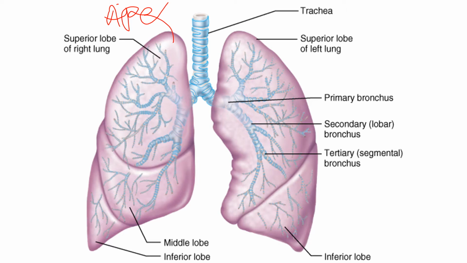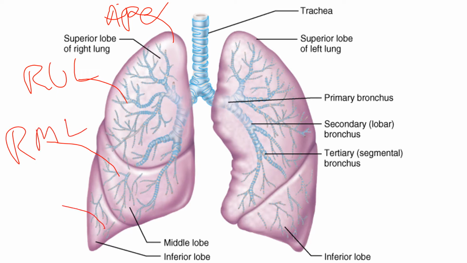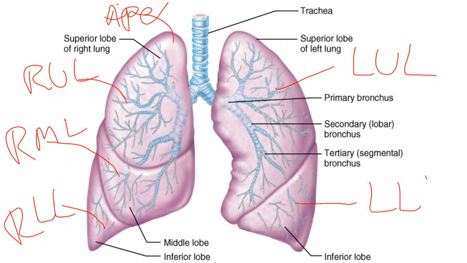I know you guys are going through both cardiac and pulmonary at the same time, and it's pretty easy sometimes to have your brain cross those over. It happens from time to time, but overall I think you'll be okay as long as you just keep going through all that stuff. So the apex, up here is your right upper lobe. Over here would be your right middle lobe, and down here would be your right lower lobe. And then over here would be your left upper lobe, and down here would be your left lower lobe.